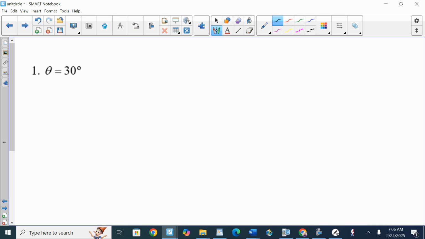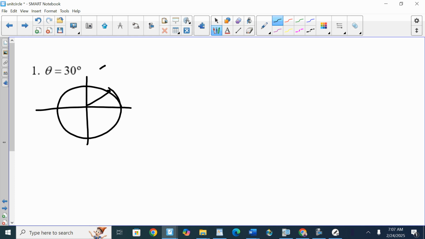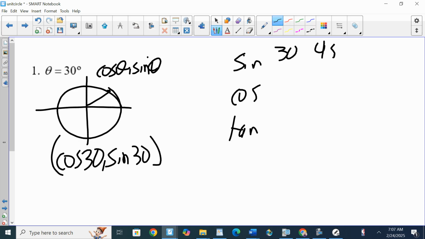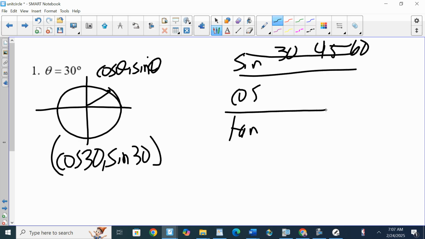So if theta equals 30, and I want to know the coordinates of the point where it passes through the unit circle, I know that any point on the unit circle is cosine of theta comma sine theta. So it's cosine of 30 comma sine of 30. This is what we did in our previous lesson, our QSFR lesson. So we need our sine, cosine, tangent, 30, 45, 60. In this case, since it's in quadrant 1, there is no QSFR to do. It's just literally match it up on the table.